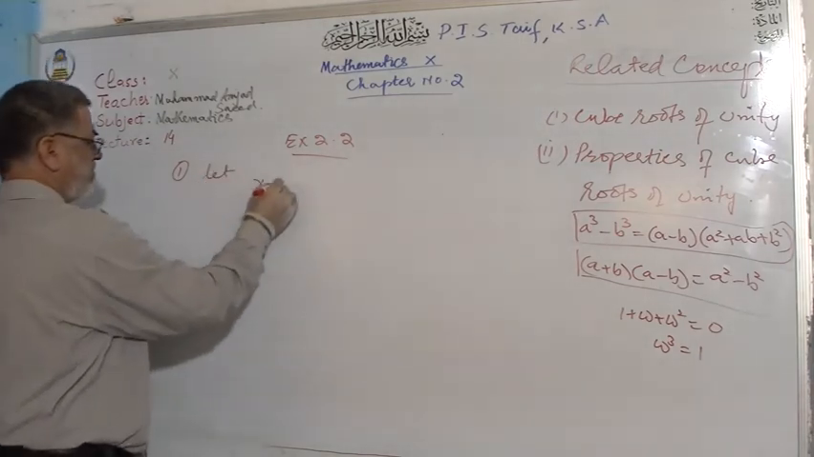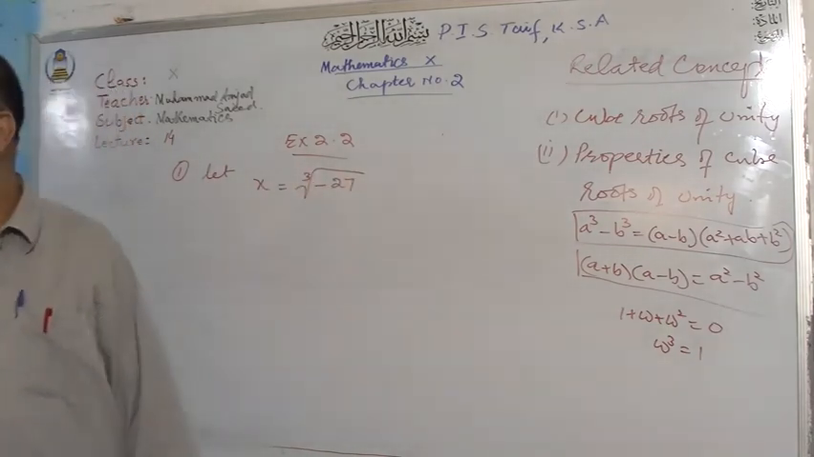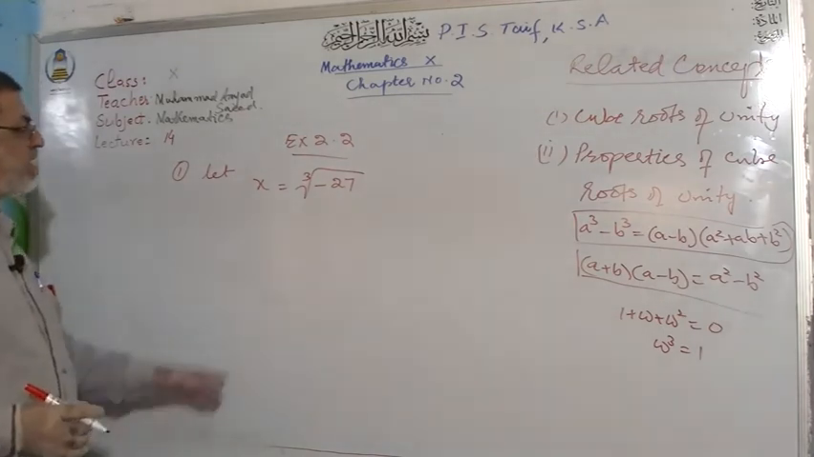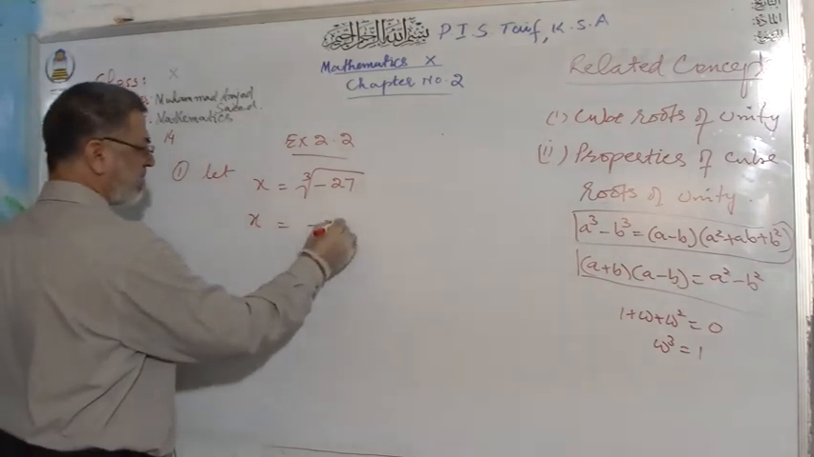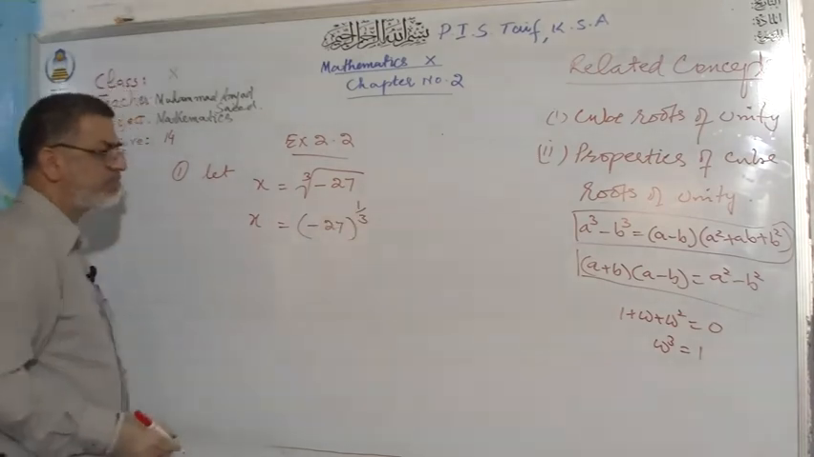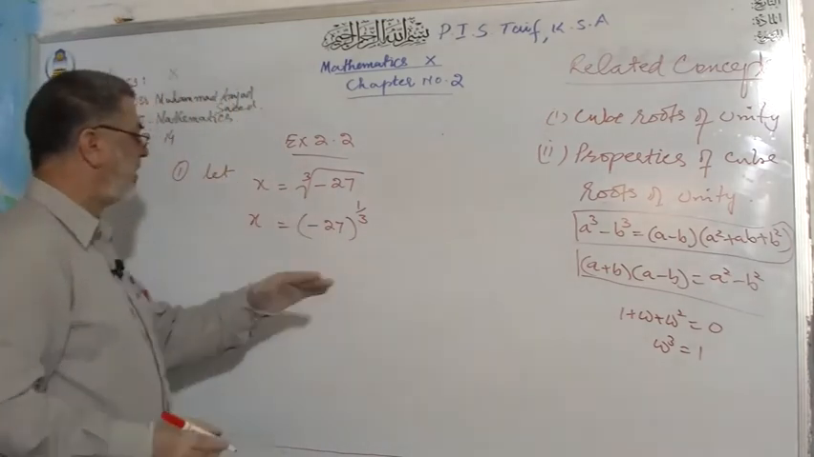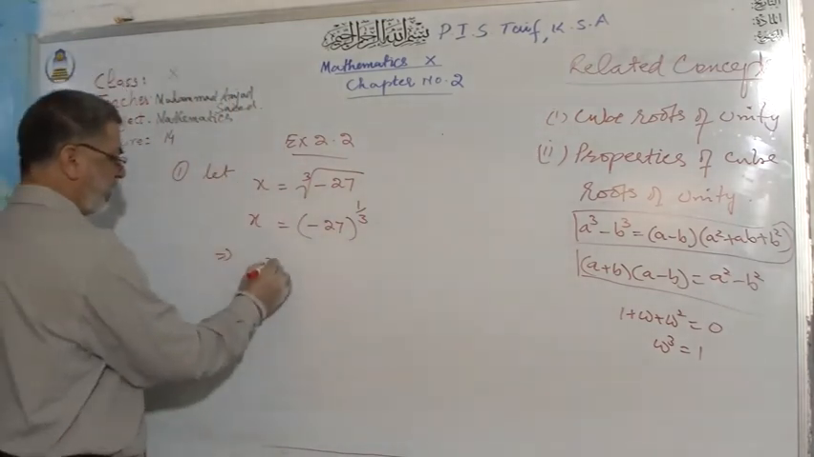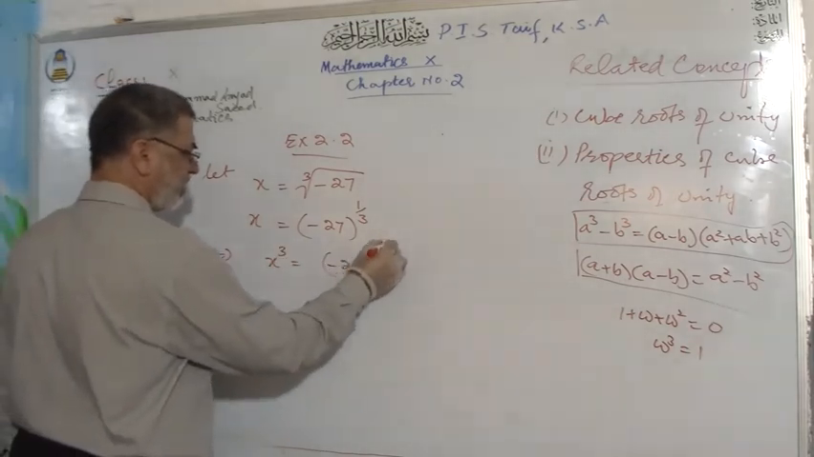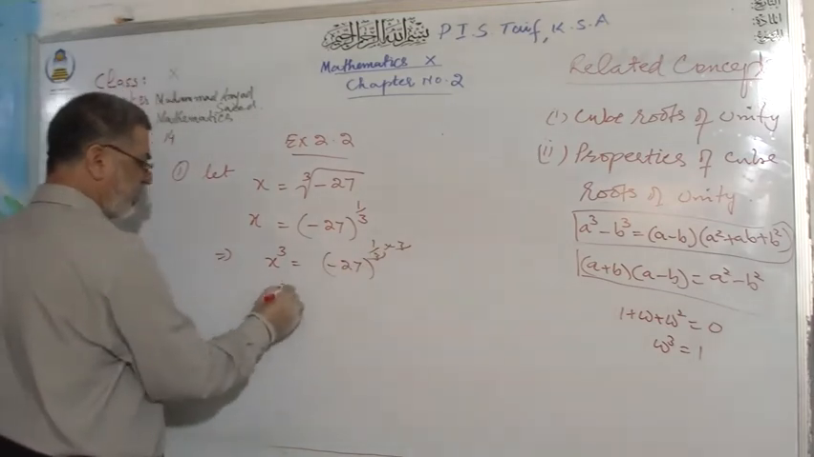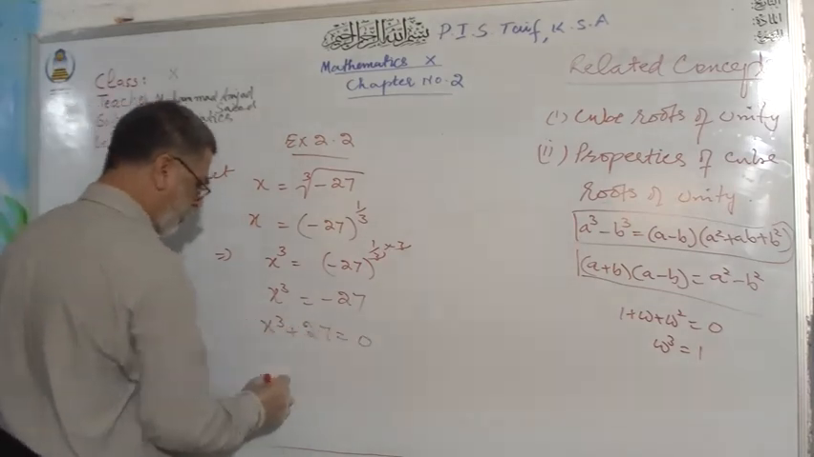Let us take the cube root of minus 27. Let x be the cube root of minus 27. So x is equal to minus 27 power 1 by 3. Just as we solved the cube roots of unity, we will do it on exactly the same lines. Taking cube on both sides, x cube is equal to minus 27, and x cube plus 27 is equal to 0.